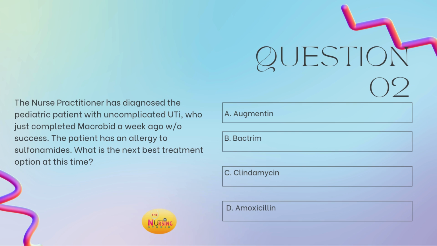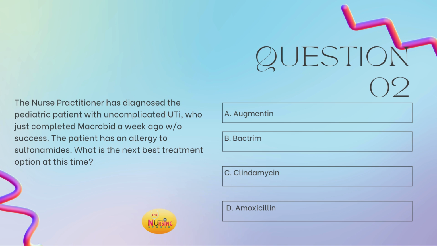All right, question number 2. The nurse practitioner has diagnosed the pediatric patient with uncomplicated UTI who just completed Macrobid a week ago without success. The patient has an allergy to sulfonamides. What is the next best treatment option at this time? Is it A, Augmentin, B, Bactrim, C, clindamycin, or D, amoxicillin? Take a moment and tell me what you get.